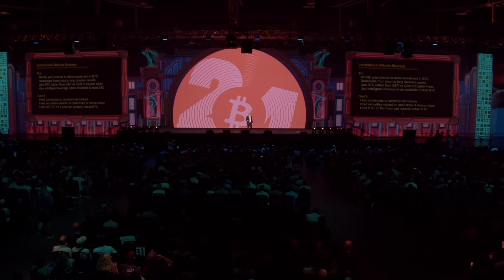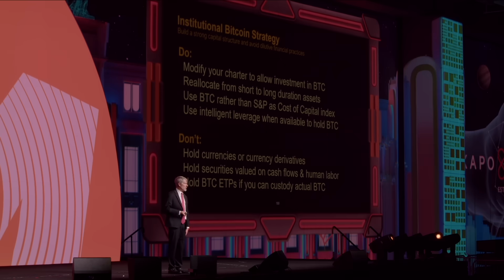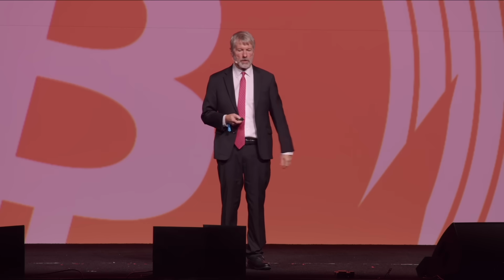Don't invest in the peso, but why are you holding 20-year financial instruments? Don't own 50-year physical land instruments. Buy a 1,000-year instrument. Use BTC. BTC is the cost of capital, not the S&P. The S&P is 13%. BTC is 55%. Right? Think of 55%. That's your cost of capital. And then use intelligent leverage.